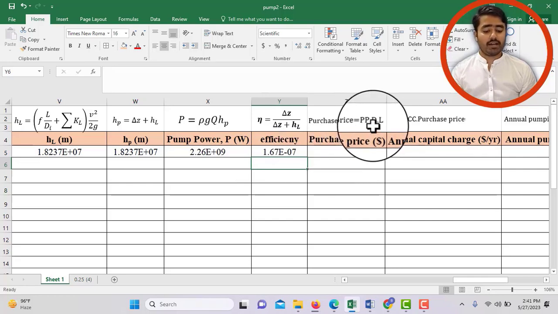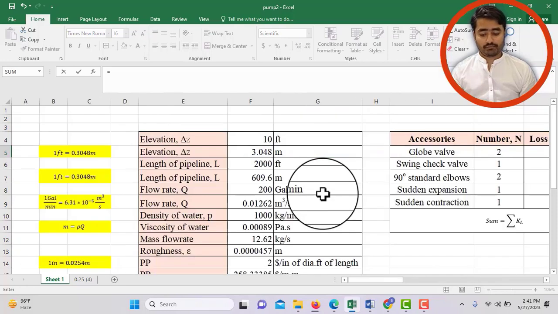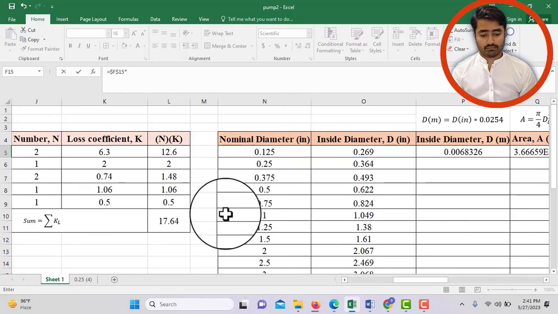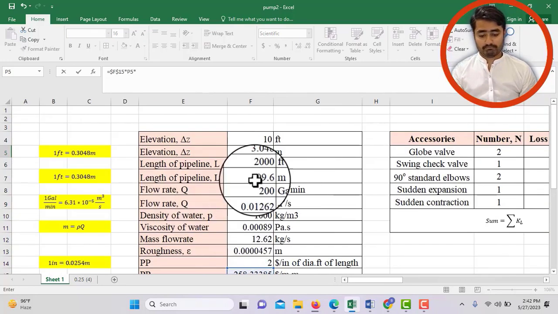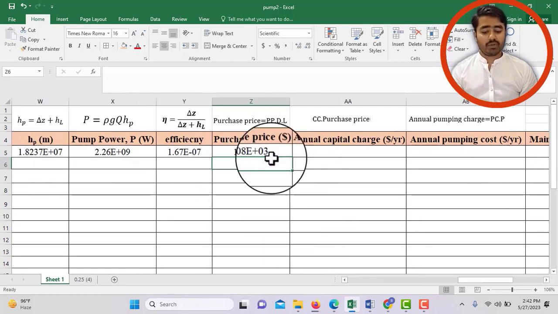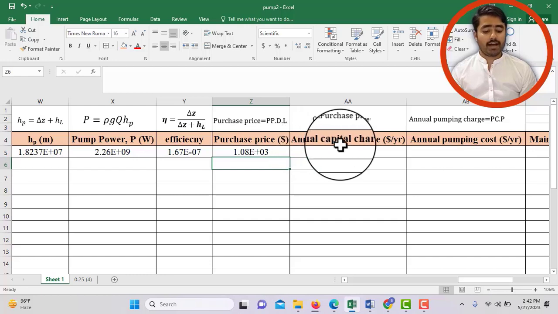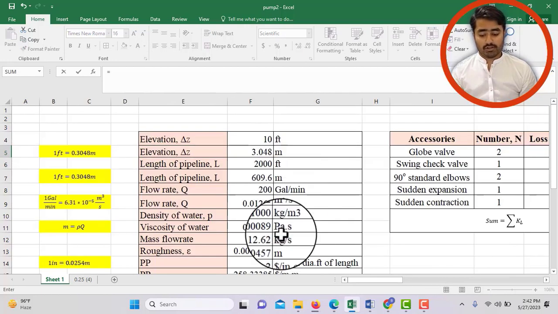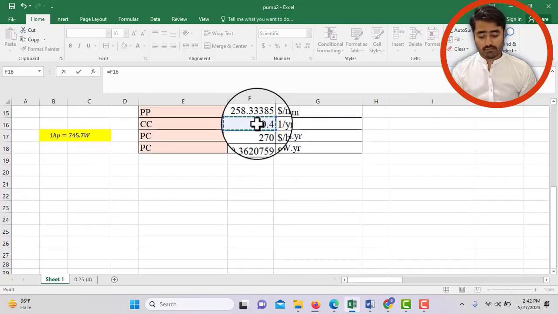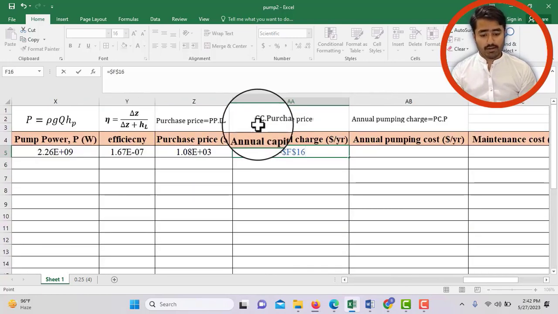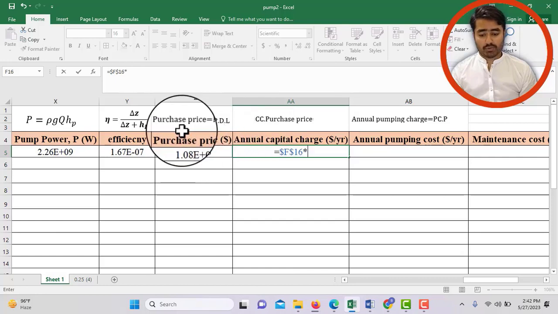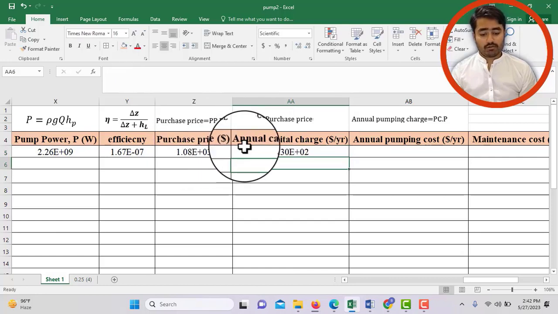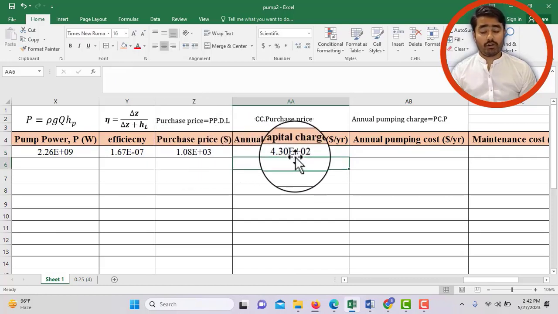So the purchase price can be calculated by the product of TP, diameter and the length. So the purchase price is 1.08 into 10 raised to power 3. For calculating the annual capital charge, multiply the CC. So CC is given information. Multiply the CC by the purchase price. So purchase price is this one. So it is equal to 4.3 into 10 raised to power 2.